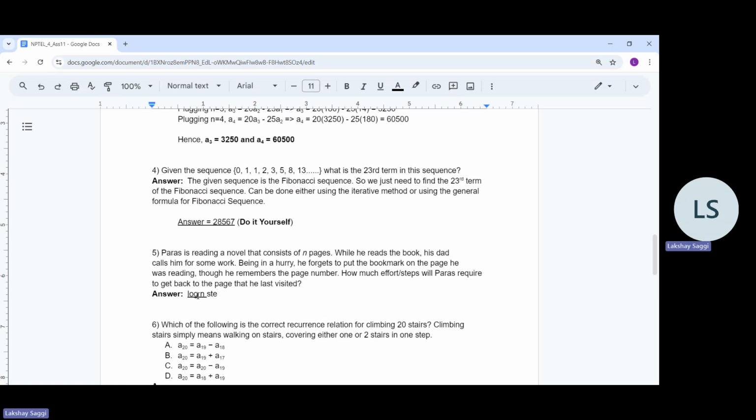So log n steps. You can't always guarantee that you will be able to do it in log n steps, but approximately log n steps will be needed, like order of log n steps, where order just denotes the complexity. So order of log n steps will be needed.